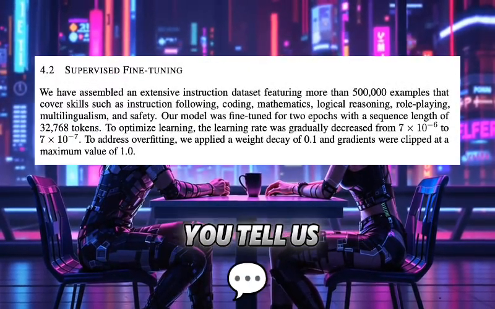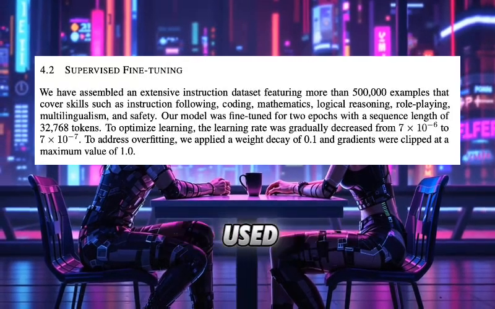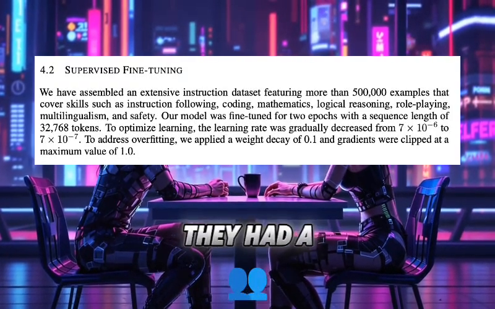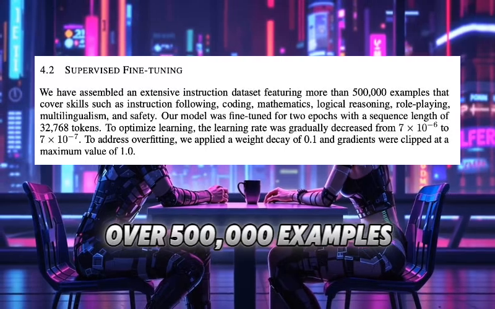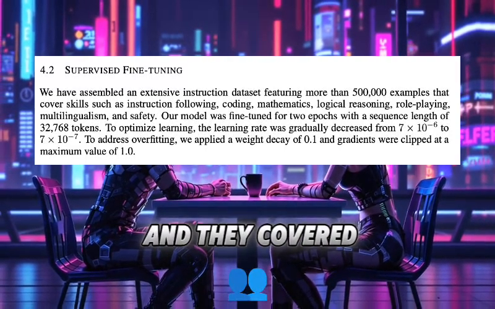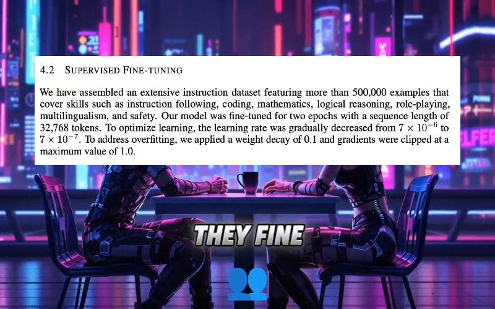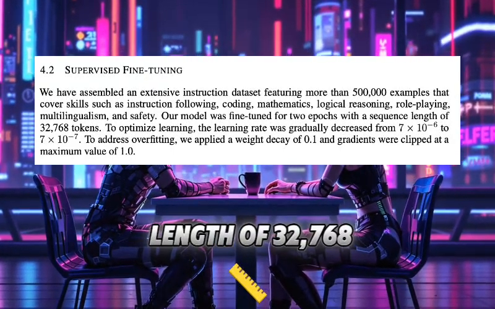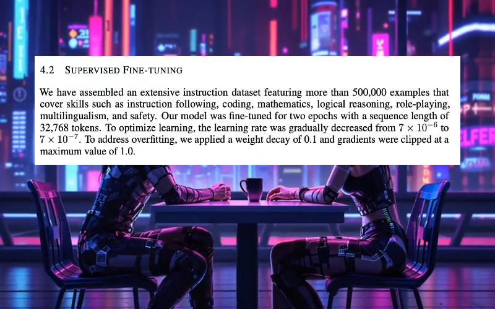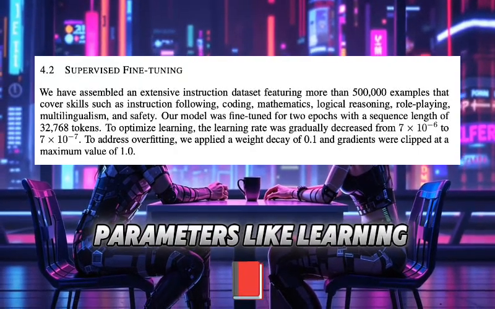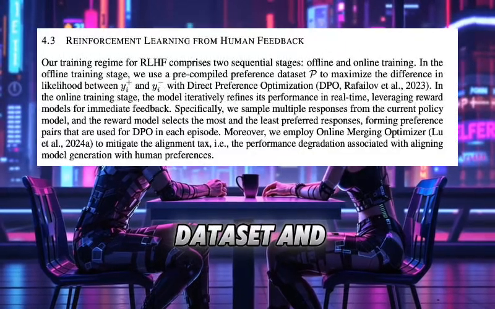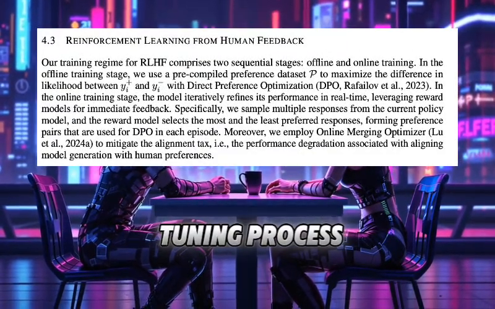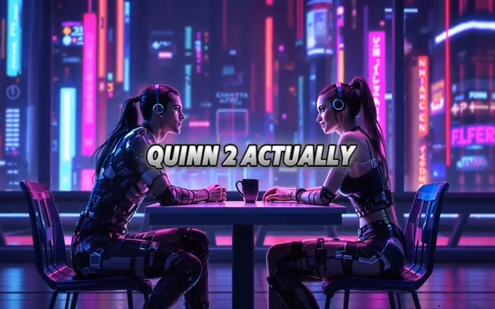Okay. What can you tell us about the instruction dataset they used and how they fine-tuned the model? They had a huge instruction dataset, over 500,000 examples, and they covered a wide range of skills. They fine-tuned the model for 2 epochs, with a sequence length of 32,768 tokens, and carefully adjusted parameters like learning rate and weight decay. So a robust dataset and a very controlled fine-tuning process. Now, how did Qwen2 actually perform?